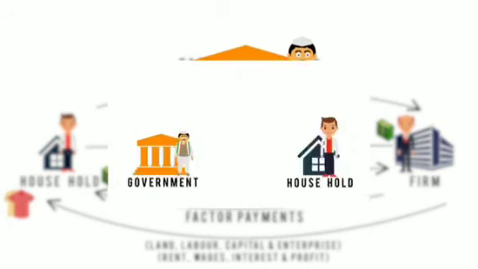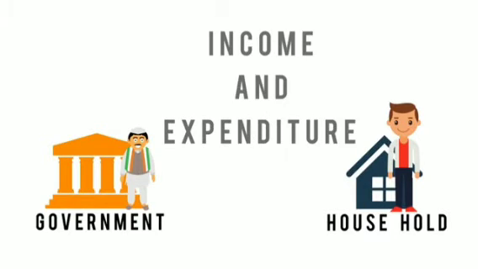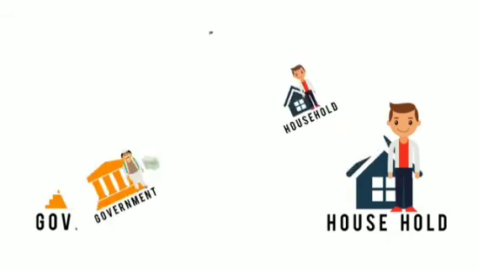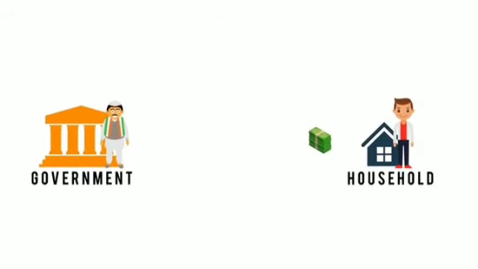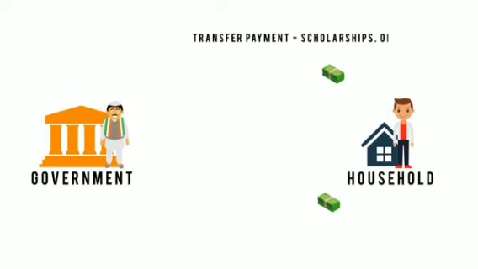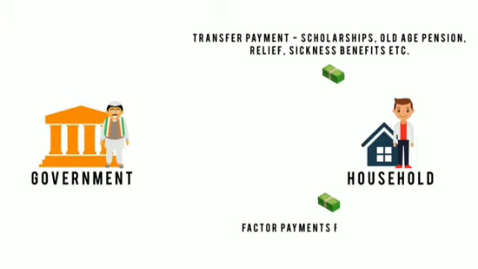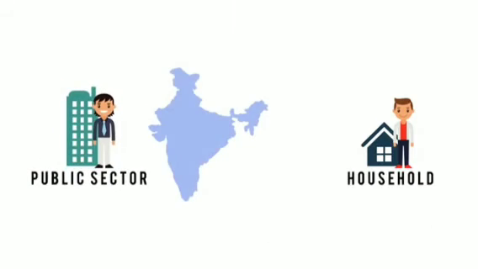Let's understand the flow of income and expenditure between household sector and the government. Money flows from government to household in the form of A. Transfer payments like scholarship, old age pension, relief, sickness benefit etc. B. Factor payments for hiring factor services of households, wherein the government undertakes the role of producer, to produce goods and services in the economy.